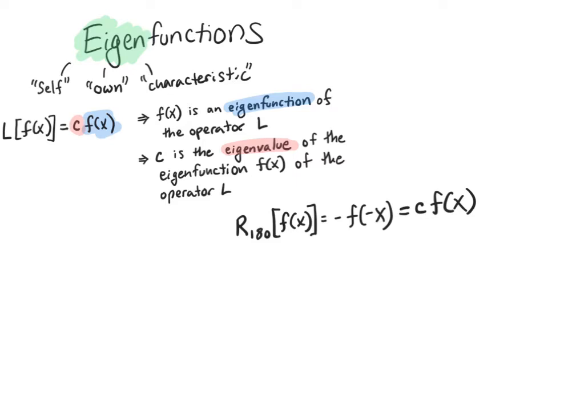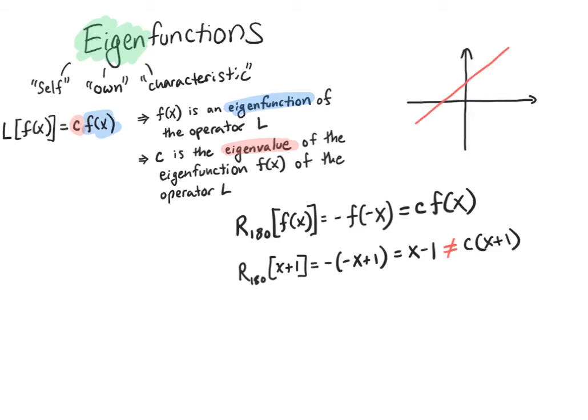And so that implies that negative f of negative x must be equal to a number times f of x if f of x is to be our eigenfunction. This is not always going to be true. For example, consider the function x plus 1. That gives us x minus 1. And x minus 1 is not just a number times x plus 1.